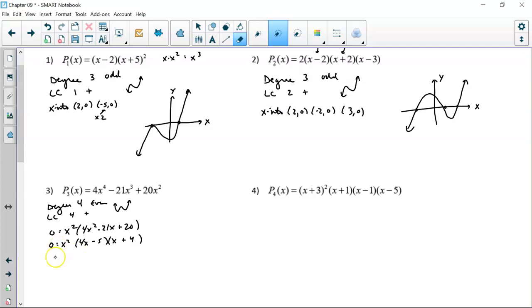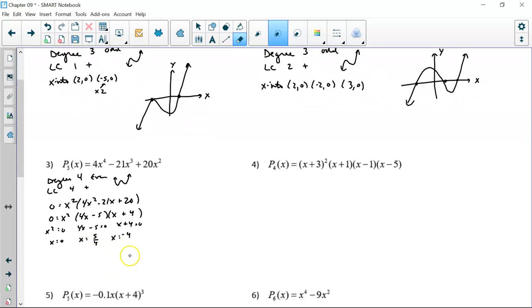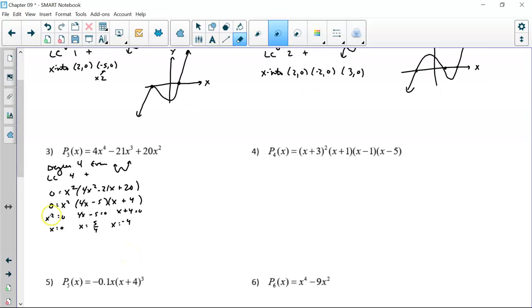So you set each factor equal to 0: x squared equals 0, 4x minus 5 equals 0, and x plus 4 equals 0. So our solutions: x equals 0, there's 1. x equals 5/4, and x equals negative 4. So because this first one is squared, that one's repeated twice. The other two are only once. So at 0, at negative 4, and at 5/4.